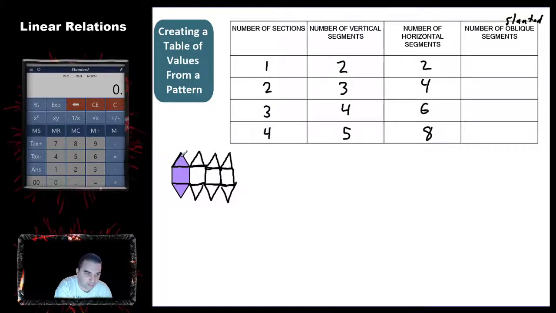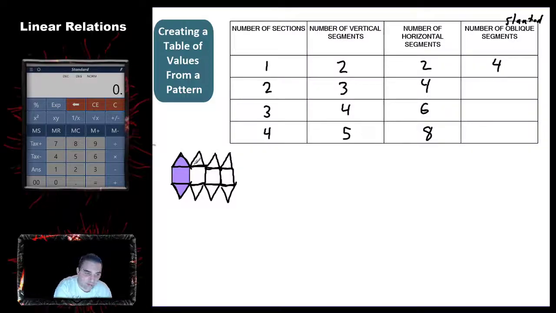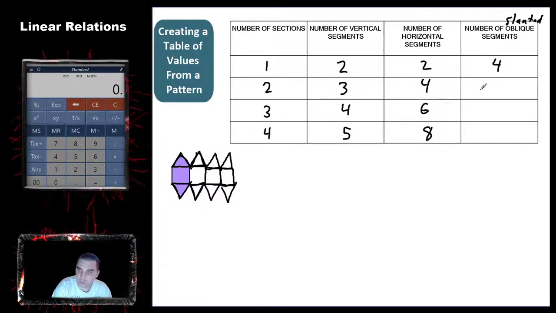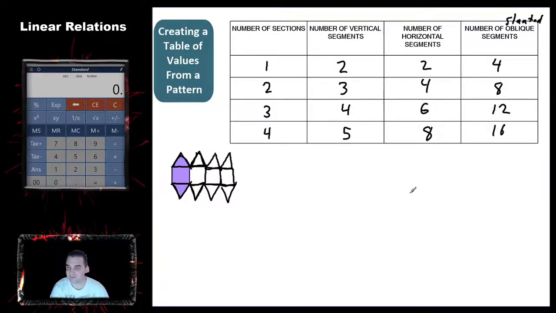Number of oblique segments, that means slanted. So we've got 1, 2, 3, 4 for one section, and then it seems to go up by 4 more each time. So 4, 8, 12, and then 16 finally.